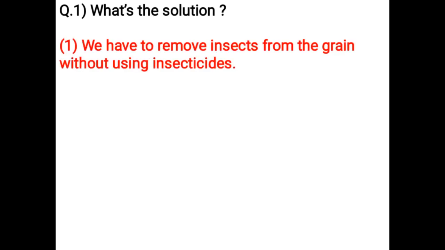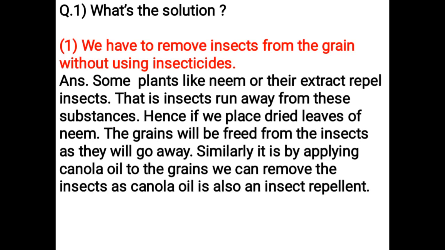What's the solution? We have to remove insects from the grain without using insecticides. Some plants like neem or their extract repel insects. That is, insects run away from these substances. Hence, if we place dried leaves of neem, the grains will be freed from the insects as they will go away. Similarly, by applying canola oil to the grains we can remove the insects, as canola oil is also an insect repellent.